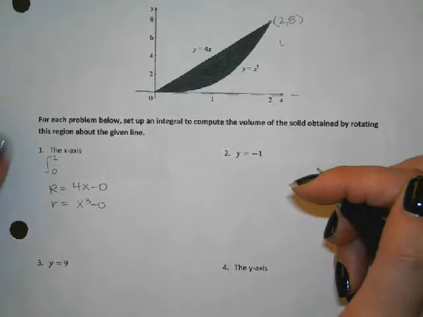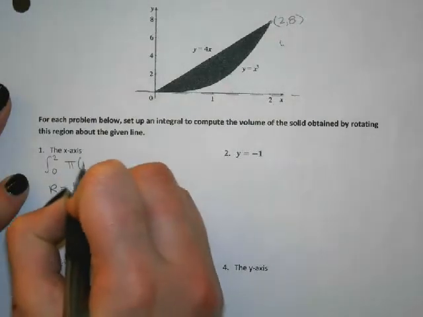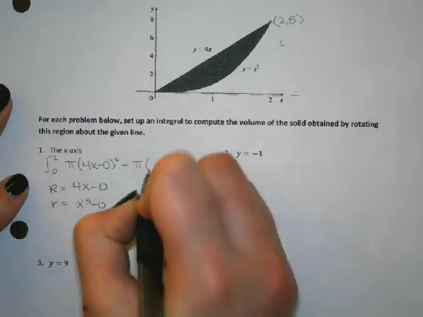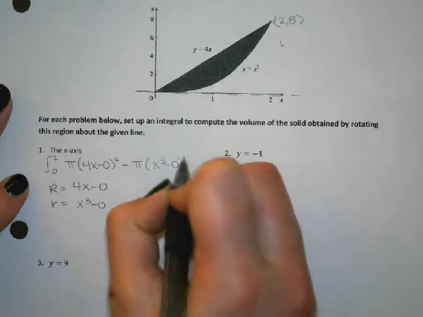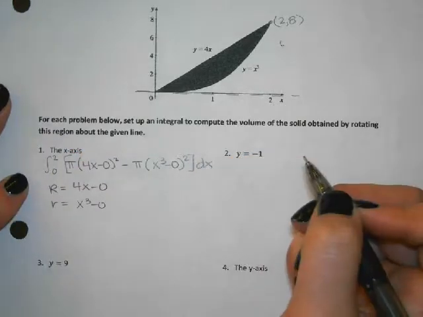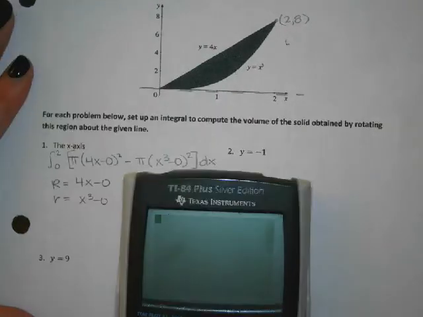Okay? All right, so now I'm going to go ahead and write my formula out. I have pi big R squared minus pi little r squared dx. So when you type this into your calculator, you have 2 options.